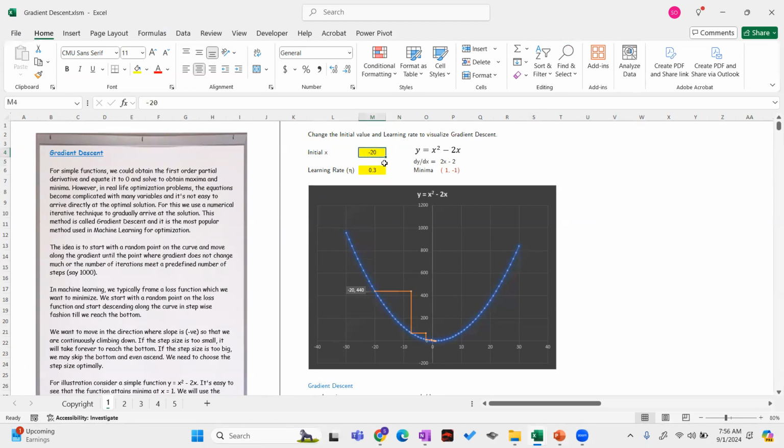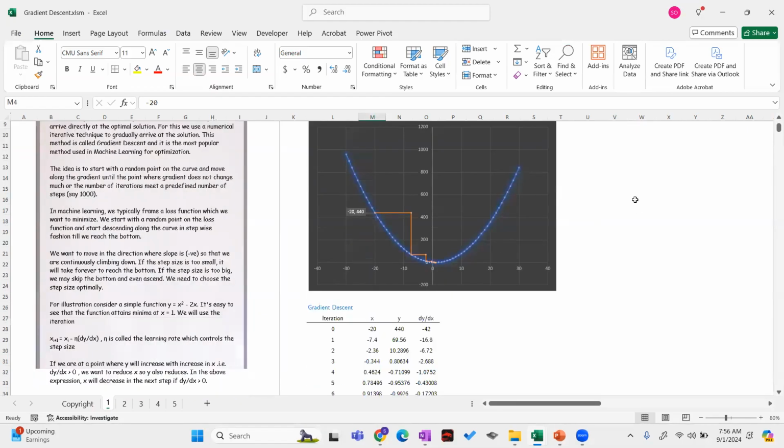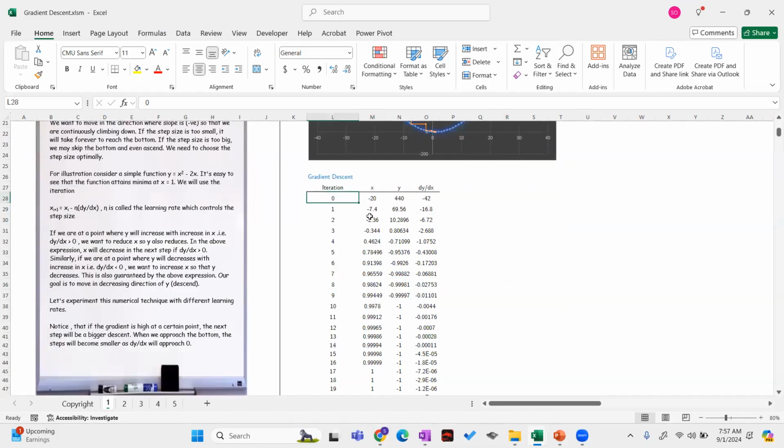My initial guess is x equal to minus 20. At minus 20, what is the value of y? You can calculate: minus 20 whole square is 400, plus 40, so 440. So this is my initial point. Okay, now here is my algorithm.